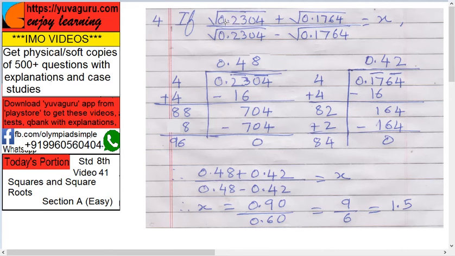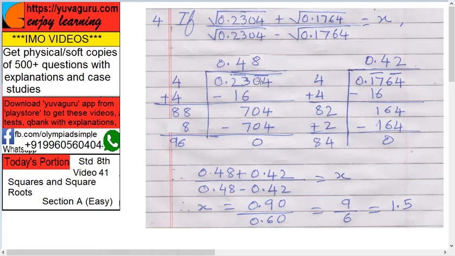Next, the question is different. If the square root of 0.2304 plus the square root of 0.1764, the whole upon the square root of 0.2304 minus the square root of 0.1764, equals x, then find x. First, find the square roots of both the things.